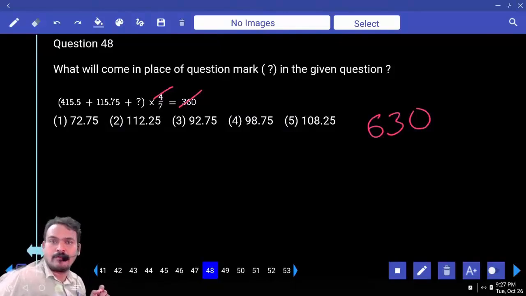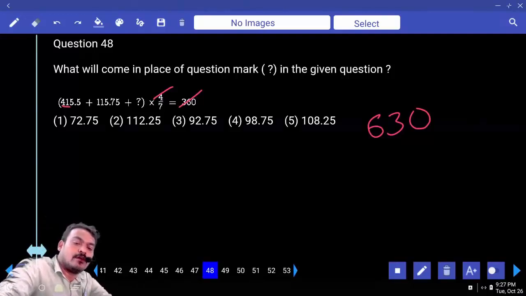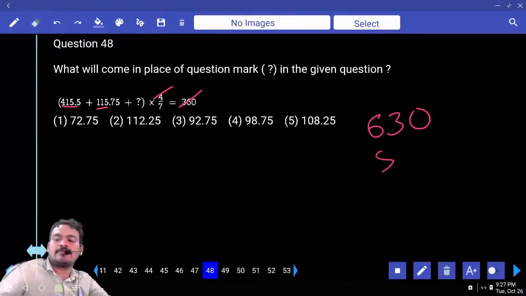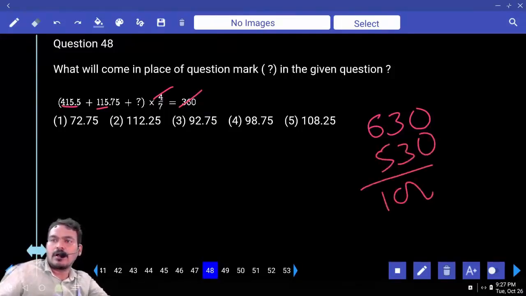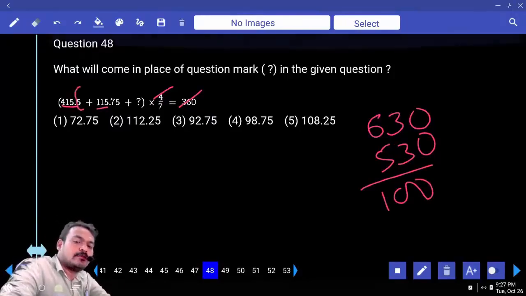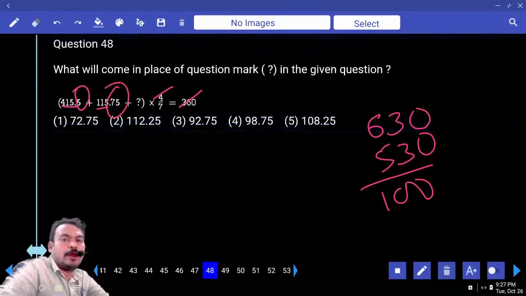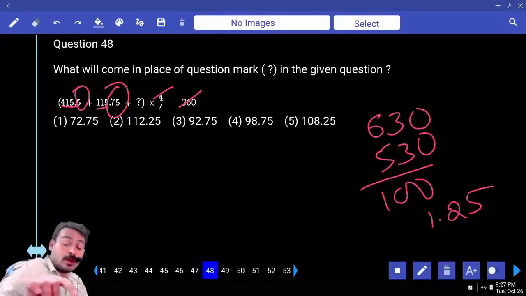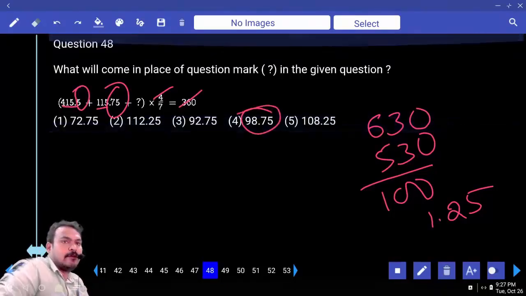415.5 plus 115.75 plus something equal to how much value? 630. In that, which one is subtracted? What are the first 3 digits of each number? Left hand side, 415 plus 115, 530. 630 minus 530 is 100, or not? Okay. Next, in first value 0.5, second value 0.25. 0.5 plus 0.25 is 1.25. That 1.25 is subtracted from which one? 100, or not? Then 100 minus 1.25 is 98.75, or not?